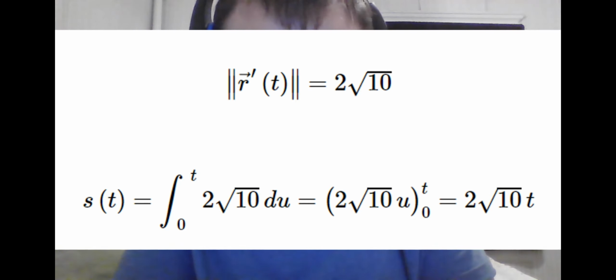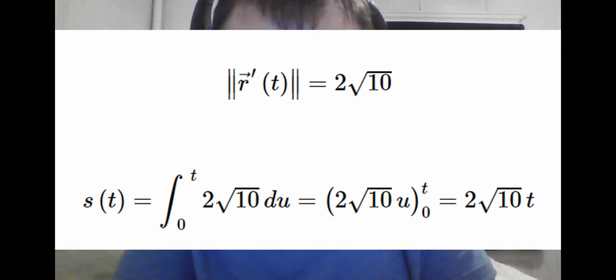So now we integrate from 0 to t with respect to u. Because we integrate with respect to u, t is essentially a constant. So we have 2 times the square root of 10 times u, where u equals t at one point and u equals 0 at the other point. The point where it is equal to 0 is simply 0. So we see the arc length function is 2 times the square root of 10 times t.